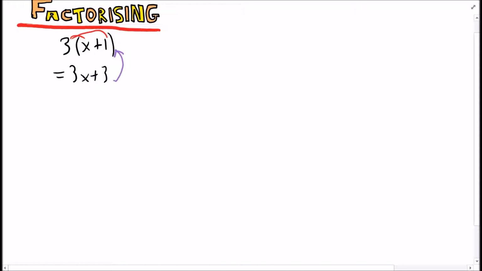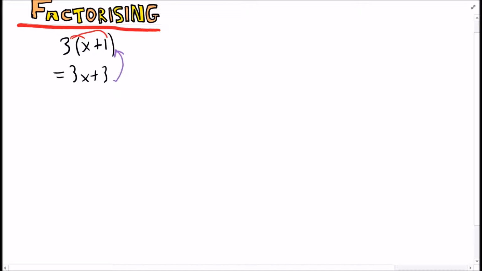So in this case, if I look at 3x plus 3, what would be common? The 3. So if we factorize out the 3, we divide both terms by 3, giving us 3 bracket x plus 1. Alright, this first method of factorizing is basically just using a common factor. So looking at all the terms and seeing, is there a common factor that I can factorize out of it?